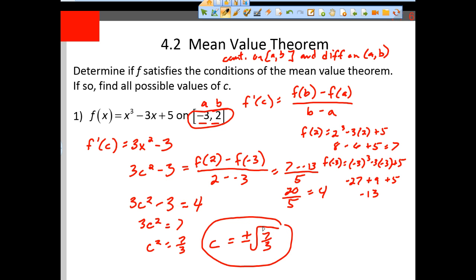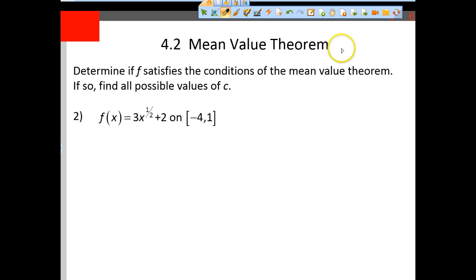All right, moving on to slide number 11. It says, once again, same directions. So f of x equals 3 times x to the 1/2 plus 2. Now, before I do anything, I want to consider the fact that this is 3 times the square root of x, plus 2. So when I look at this function, what is the domain?